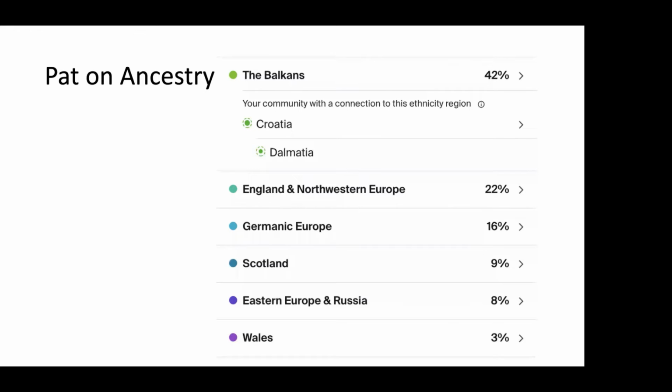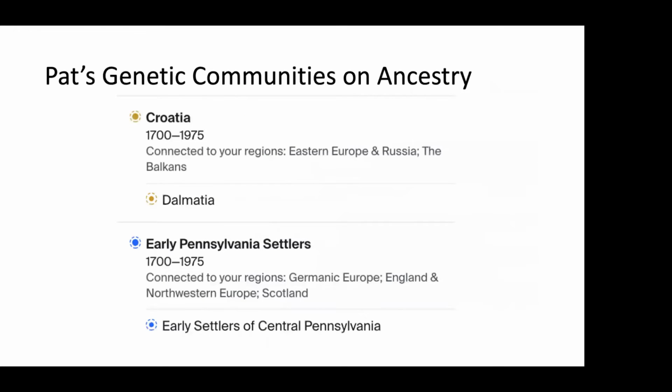Finally, here's Pat's ethnicity report from the AncestryDNA test. On this test, Croatia is covered directly by the Balkans. A second group called Eastern Europe and Russia is closely related. They total 50%. Note that they have specifically identified her Balkans ancestry as Croatian and from the Dalmatian coast.